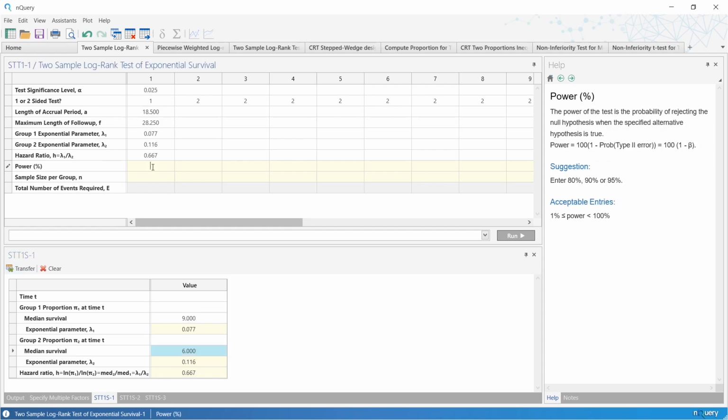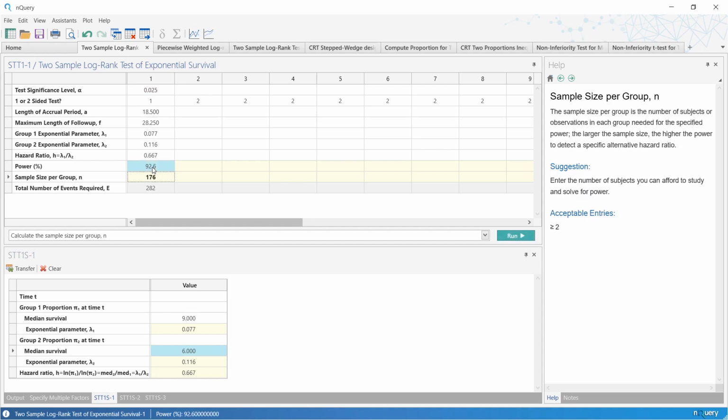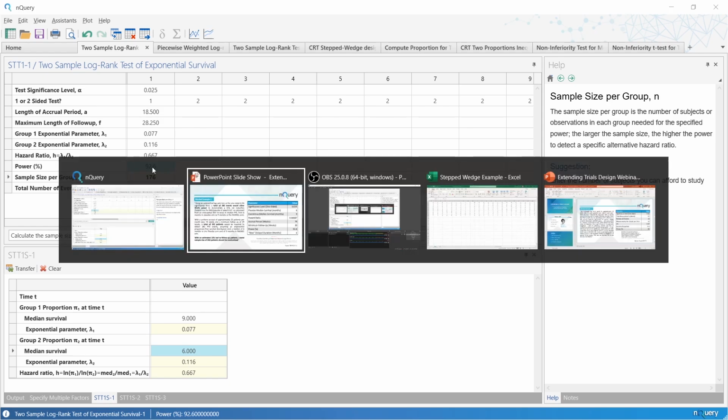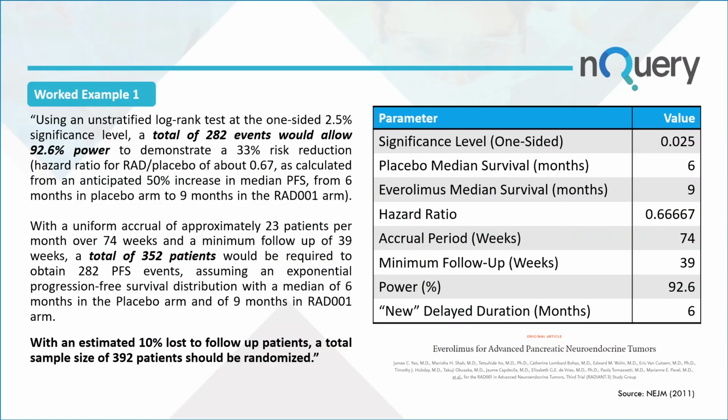And then we enter our power of 92.6, and we get 176 per group, which is equal to the 352 given in the researcher statement. So 352 patients, you can see that here. And then 282 events. So remember, we need 282 events. And under these assumptions about how long we'll be recruiting people and minimum follow-up, we're saying we would need 352 patients to get that number of events before dropout. If we want to account for dropout, it goes up to 392.